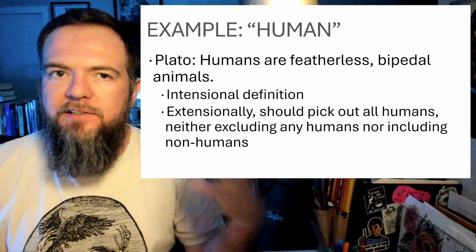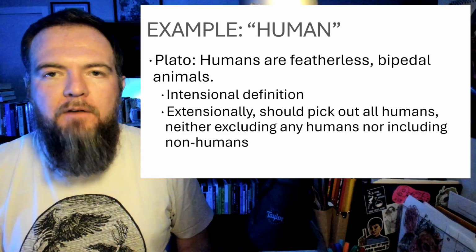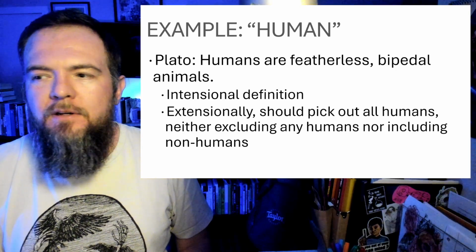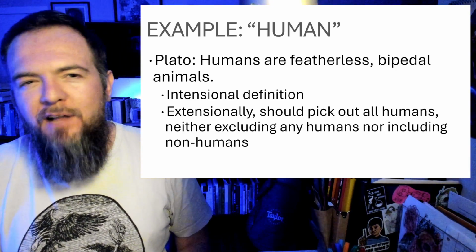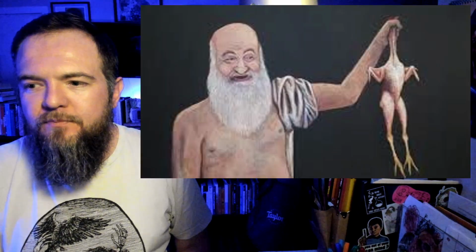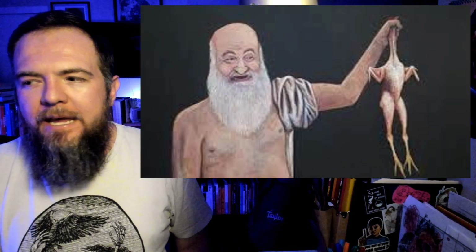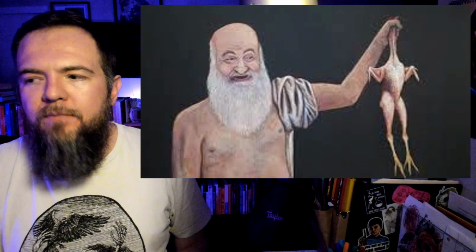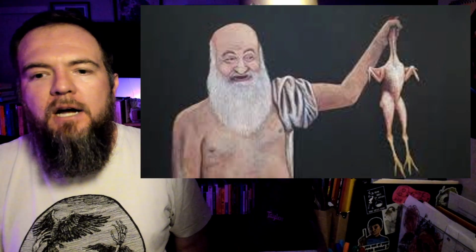So Plato, his best guess, at least initially, was humans are featherless bipedal animals. But then a cynic philosopher by the name of Diogenes came to his lecture hall, and he said, "Behold Plato's man." And what he had done is he had plucked a chicken.